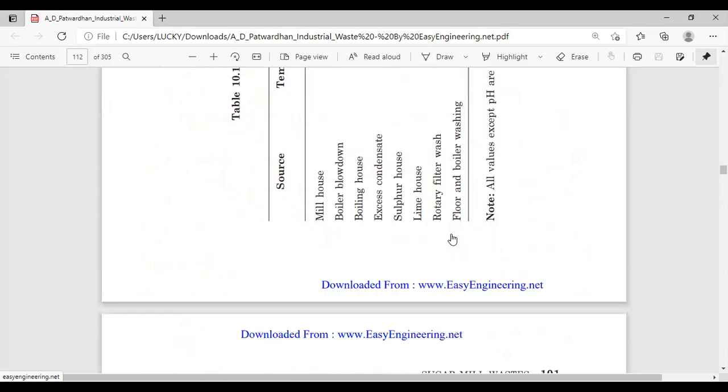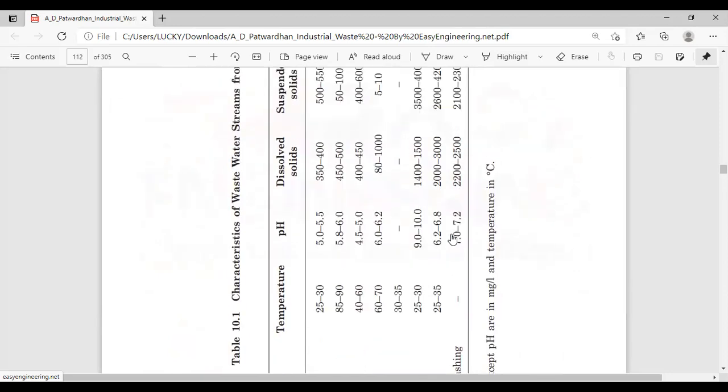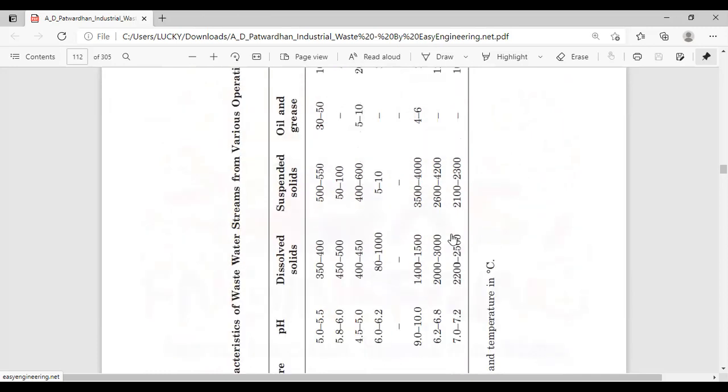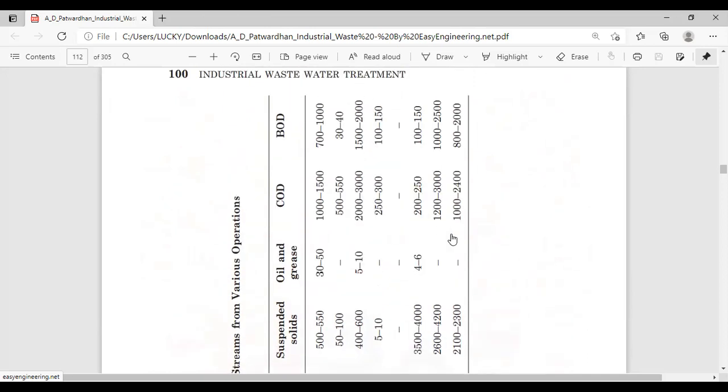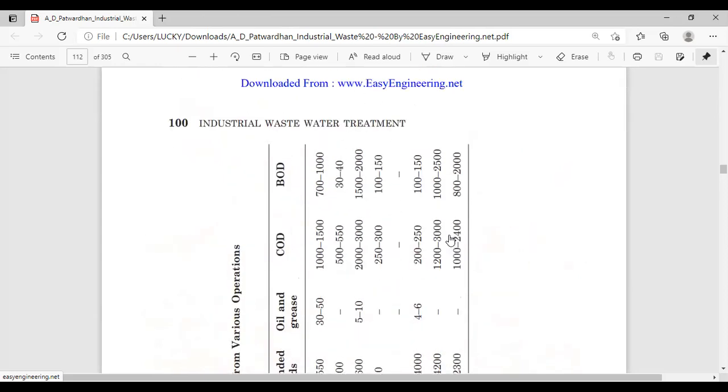For this, no temperature, pH is 7.0 to 7.2, dissolved solids 2200 to 2500, suspended solids 2100 to 2300. Here oil and grease none, and COD is 1000 to 2400, and BOD 800 to 2000.